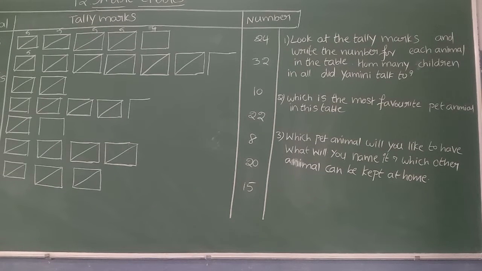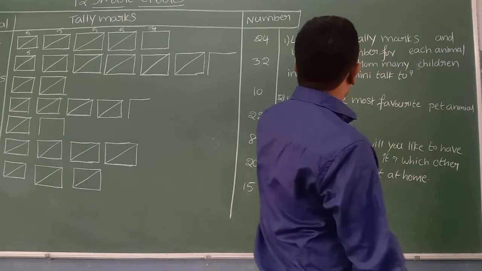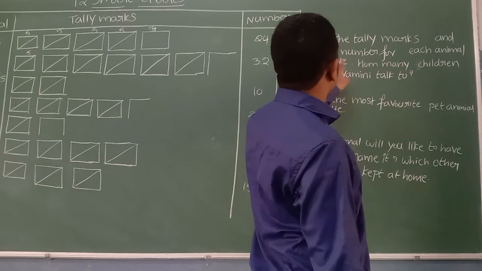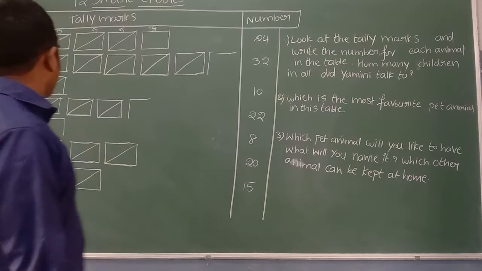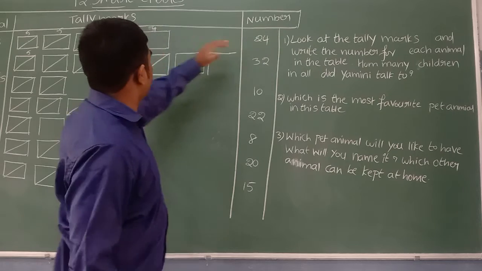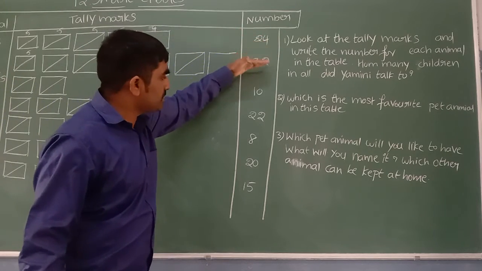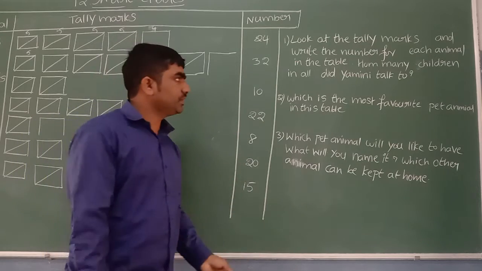Yes, children, here we have some questions based on these tally marks. Let us answer those questions. Here we have the first one. Look at the tally marks and write the number for each animal in the table. They gave only the first one, only cats, 24. The remaining they are asking us to write. Already we did it. Alright.